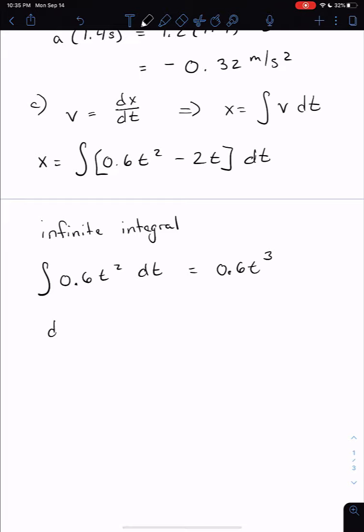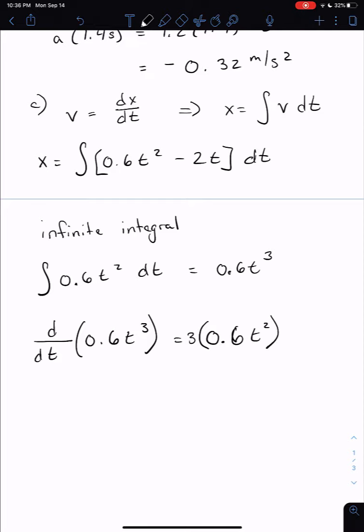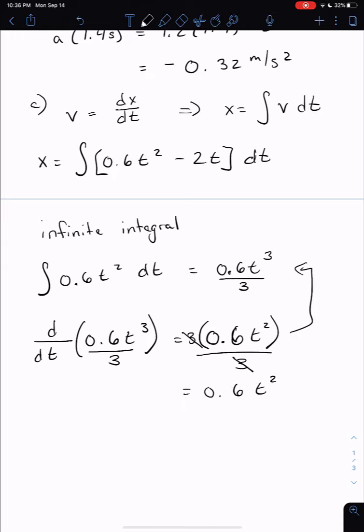And the way to do that is to take a derivative of what you came up with. And that's a good way to check to make sure you've got things right. So if I did that, I would get 0.6 t squared, but I would also have this 3 up front, which is not what I started with. So that means that the result of my integral up here actually needed to be divided by 3. Because if I had that, then I would see that they would cancel, and now my answers actually match. So I always check myself when I'm doing these.